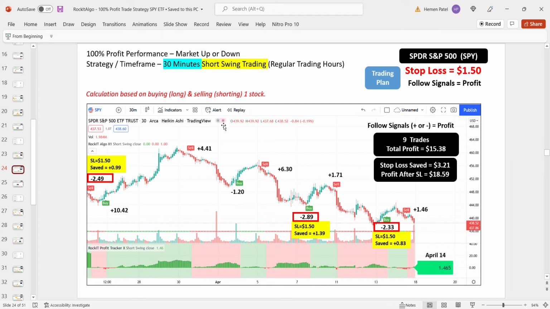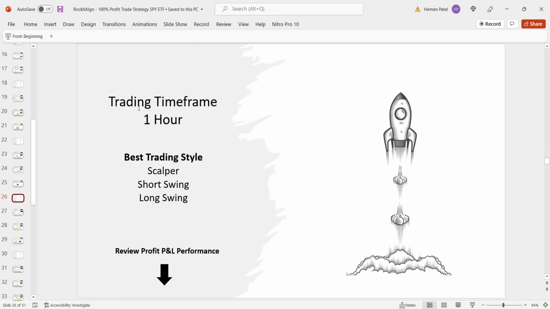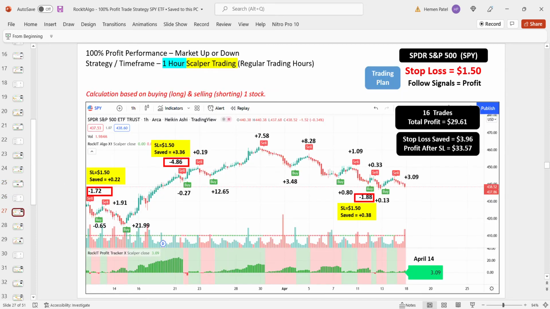I'm sure you get the idea now, but you can see 30-minute short swing without the stop loss, your profit. With the stop loss, it increases the profit. 30-minute short swing without the stop loss, increasing. No loss signals triggered. Trading hour, 1 hour. Here, 16 trades, scalper, 29.61. With the stop loss, it increases.